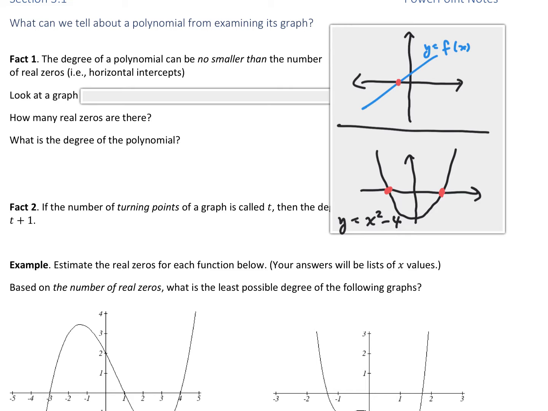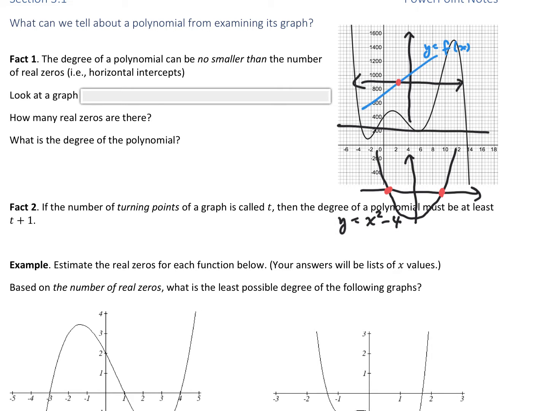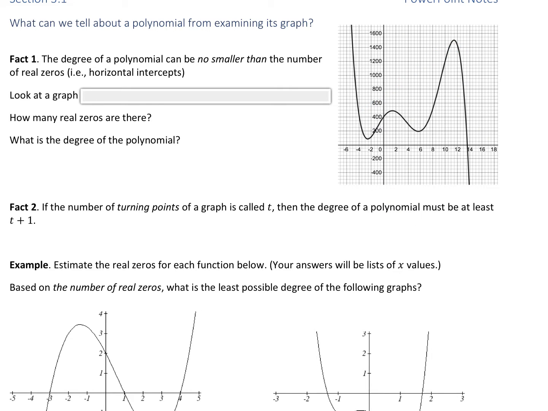So let me show you an example of why all we can say is at least that many. And I'll just move this badly. There we go. So here's an example of a graph, and you can see it has all kinds of wiggly gyrations in it, but it only has one horizontal intercept. So from the example we just saw, the graph that I showed you that had one horizontal intercept was a straight line. So obviously this is not a straight line. So this polynomial must have higher degree than degree 1, even though it only has one real zero.